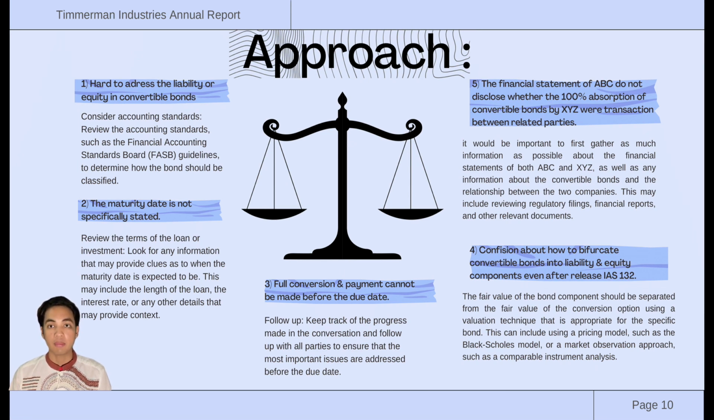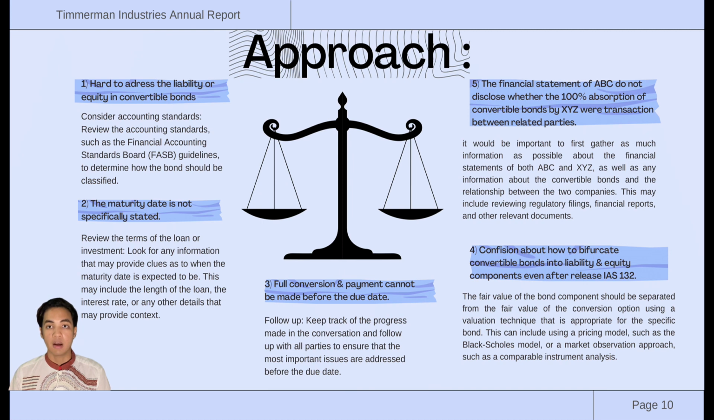The second problem is that the maturity date is not specifically stated. The approach is to review the terms of the loan or investment and look for any information that may provide clues as to when the maturity date is expected to be. These may include the length of the loan, the interest rate, or any other details that may provide context.